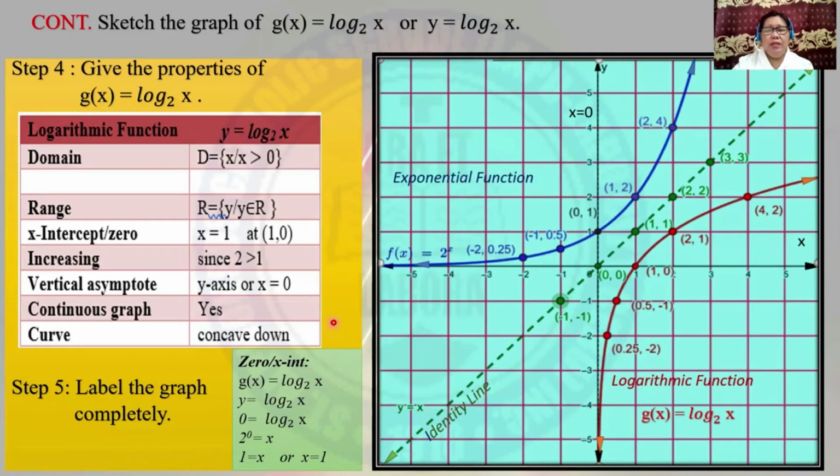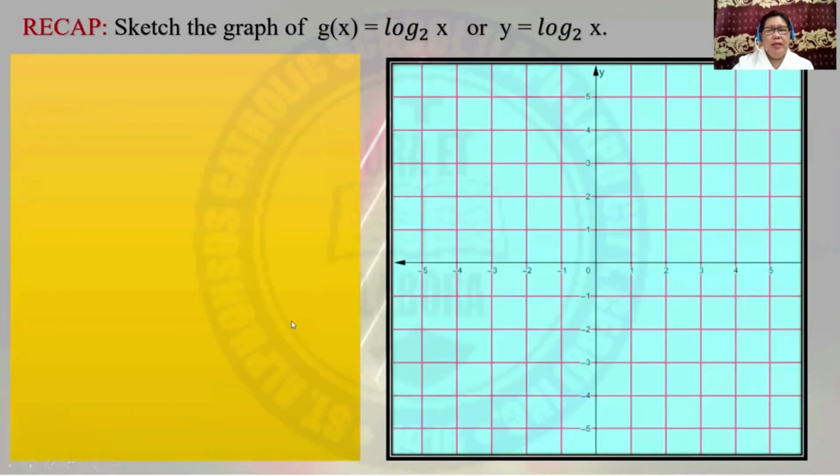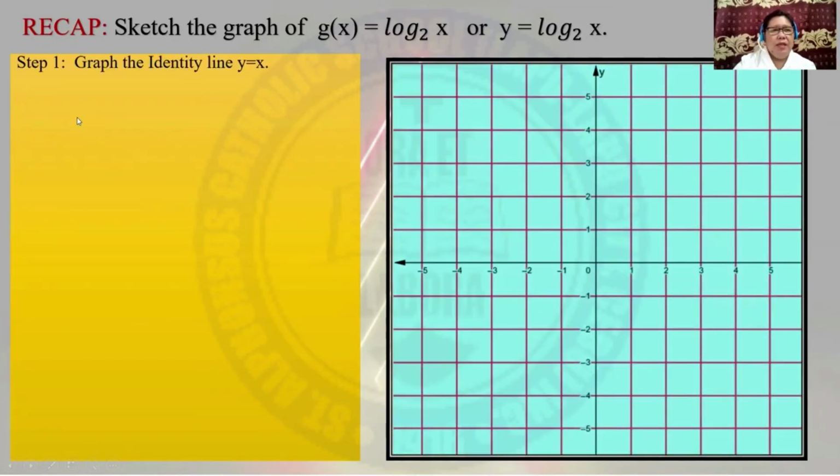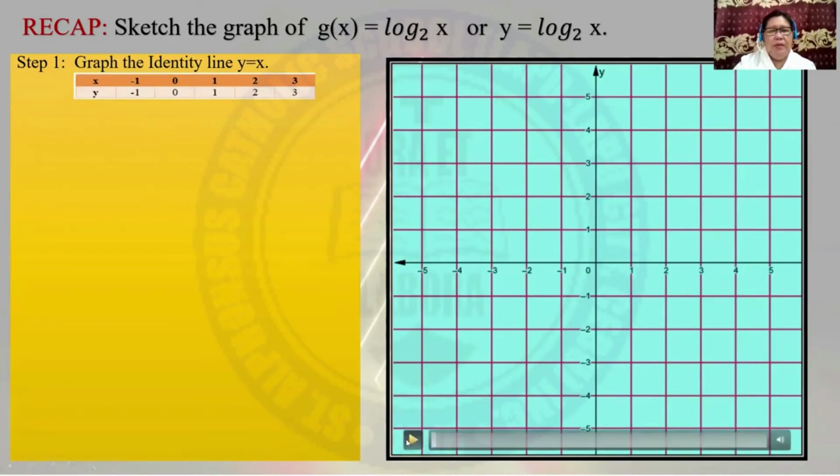Do you have questions? If there is none, let's recap on how to sketch the graph of the logarithmic function given y is equal to log x to the base 2. So for step 1, you have to graph the identity line y is equal to x. Using the table of values, then we can have these points in the Cartesian plane. And then later on, you connect with a dotted line.